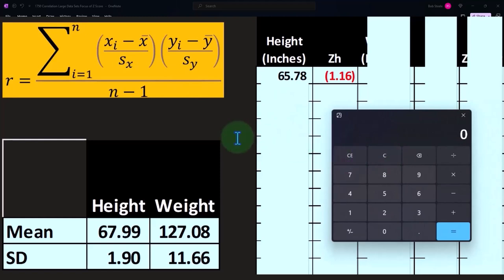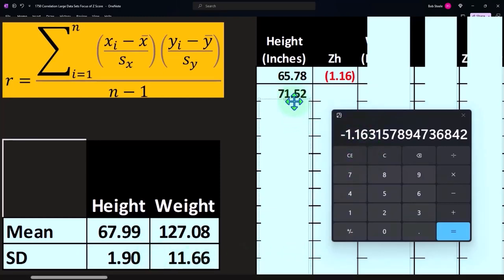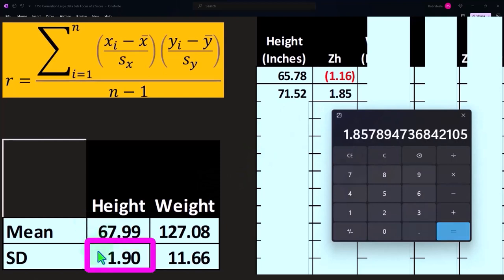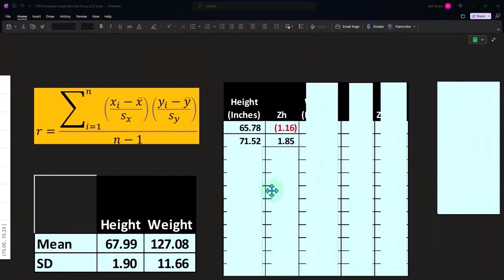Each point, starting with 65.78 minus the mean 67.99 divided by the standard deviation 1.9. That's going to give us about negative 1.16. We could do this all the way down. The next data point would of course be 71.52 minus the mean of 67.99 divided by the standard deviation 1.9, and that's going to give us about 1.85. We can do that all the way down.